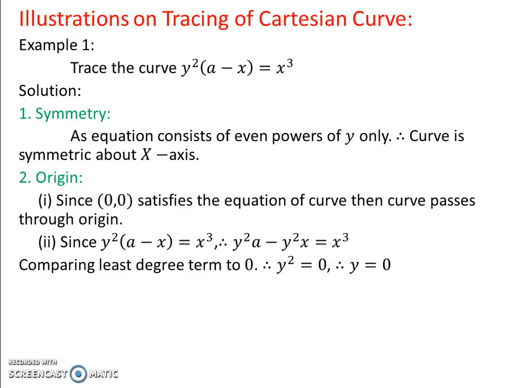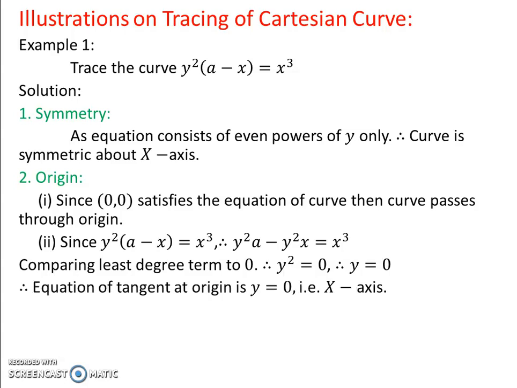Therefore a y² equal to 0, and that will give you y equal to 0. We will be taking the least degree term throughout, whether it may be in x or in y. Here the least degree term is a y², because all the other terms have degree 3. Therefore y² = 0, which implies y = 0. y = 0 is the equation of the x-axis, hence the tangent is the x-axis. Therefore, the equation of the tangent at the origin is y = 0, that is, the x-axis.